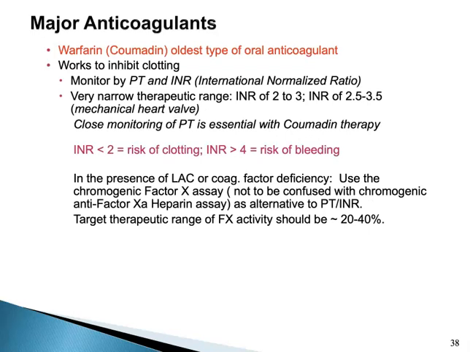One of the major anticoagulants is warfarin, otherwise known as Coumadin, and this is the oldest type of oral anticoagulant. It works to inhibit clotting. It is monitored by using the prothrombin time test and the INR, which stands for International Normalized Ratio. The INR has a very narrow therapeutic range: an INR of 2 to 3 for those with a DVT or a pulmonary embolism, and an INR of 2.5 to 3.5 for those with a mechanical heart valve who are on Coumadin.